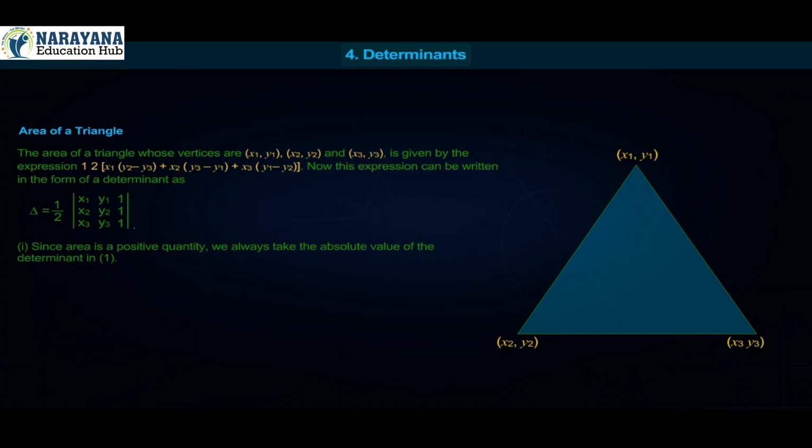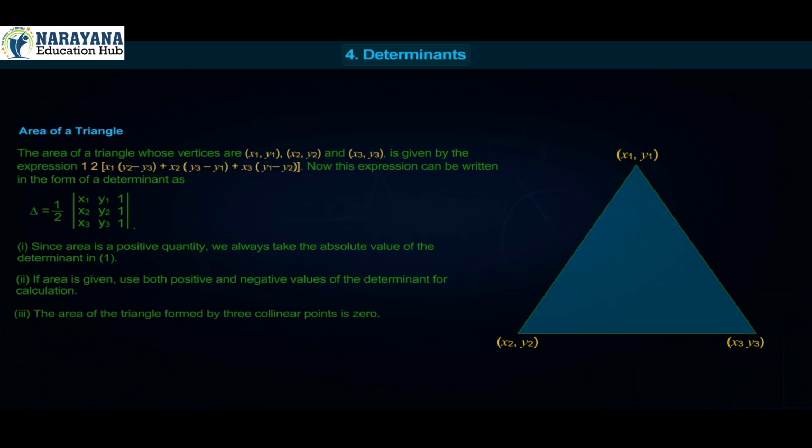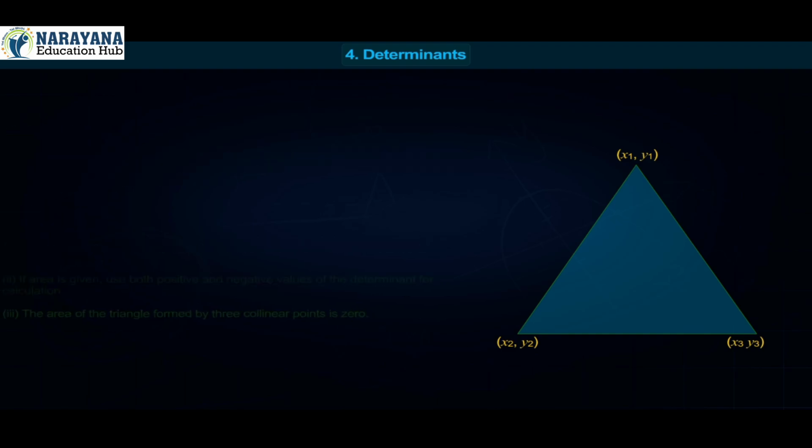Equation 1. Remarks. Number 1. Since area is a positive quantity, we always take the absolute value of the determinant in equation 1. Number 2. If area is given, use both positive and negative values of the determinant for calculation. Number 3. The area of the triangle formed by 3 collinear points is 0.